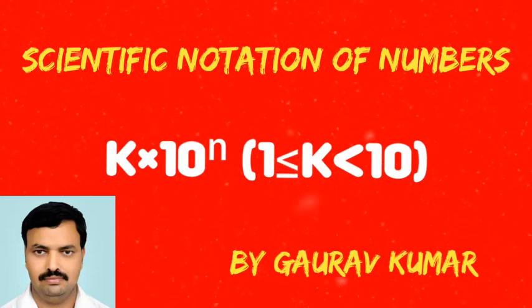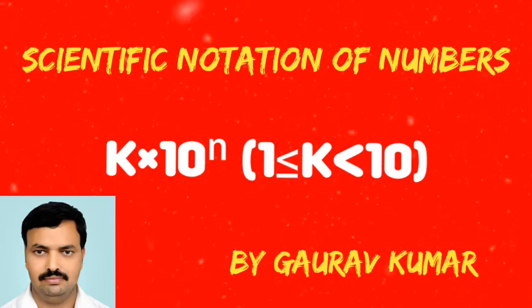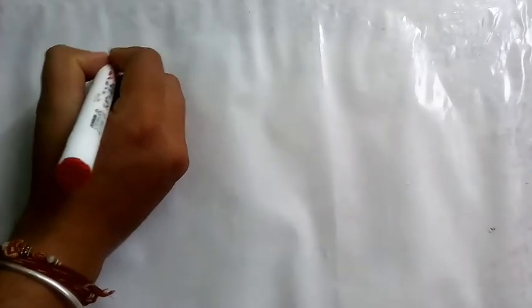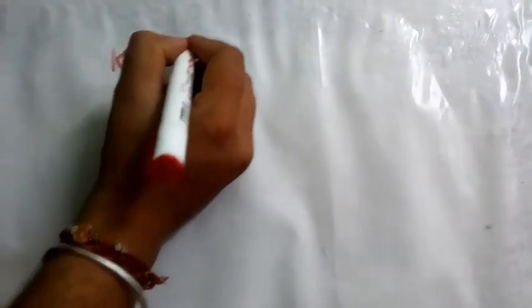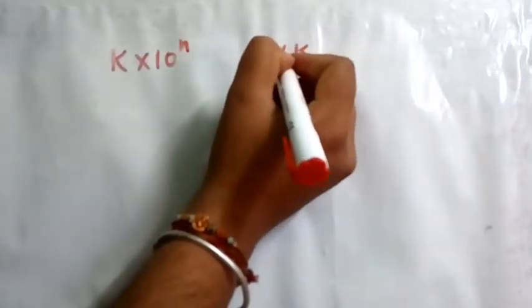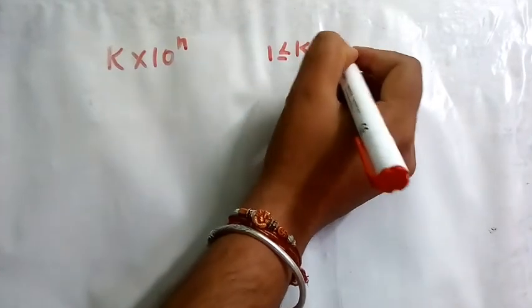Namaste everyone. Today I am going to discuss scientific notation of numbers, that is, how to represent very large or very small numbers in the form of k into 10 raised to power n, where this k lies between 1 and 10.